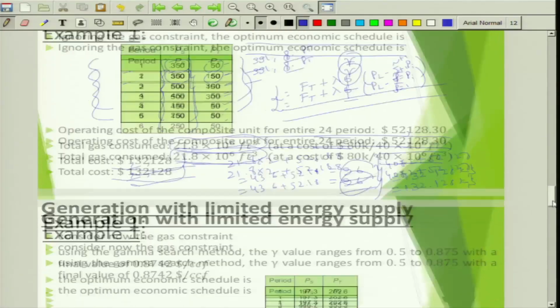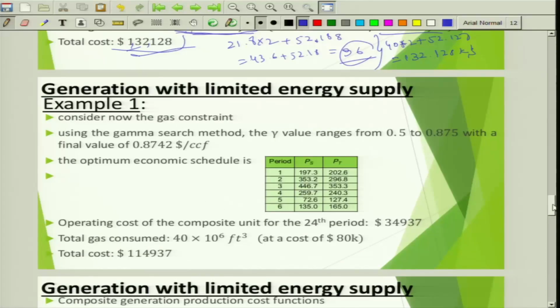And then we will see whether we can have a lesser cost compared to this one or not. Then we solve the same problem using lambda gamma iteration with the flow chart that I have already explained to you. Consider now the gas constraint. Using the gamma search method, we started with a gamma of 0.5. Now gamma ranges from 0.5 to 0.875, with a final value; it converged at 0.8742 with the lambda gamma iteration.